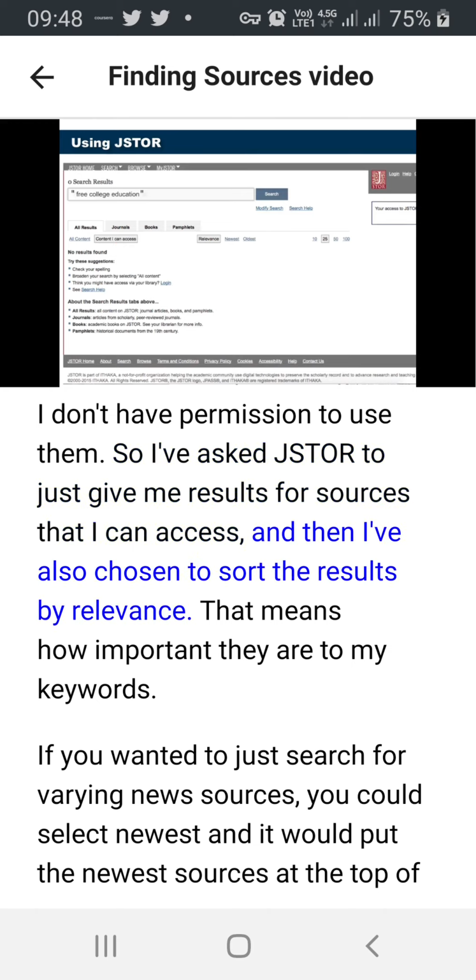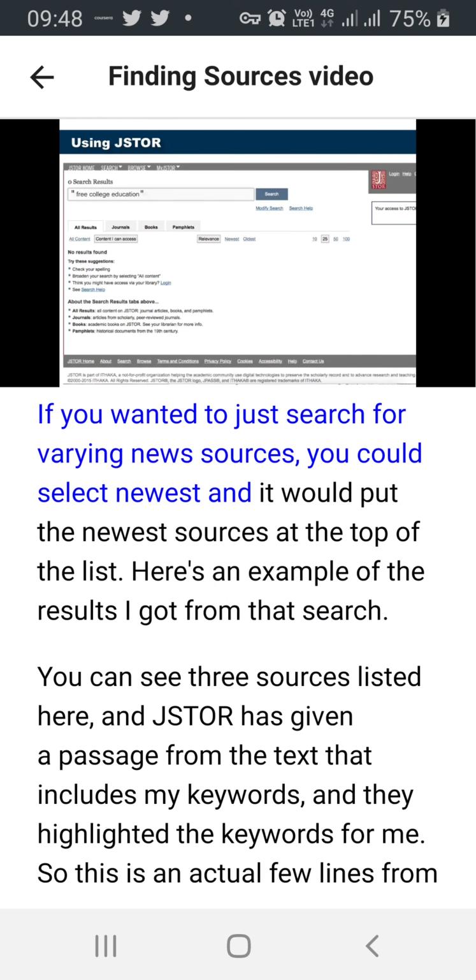And then I've also chosen to sort the results by relevance. That means how important they are to my keywords. If you wanted to just search for very new sources, you could select newest, and it would put the newest sources at the top of the list.